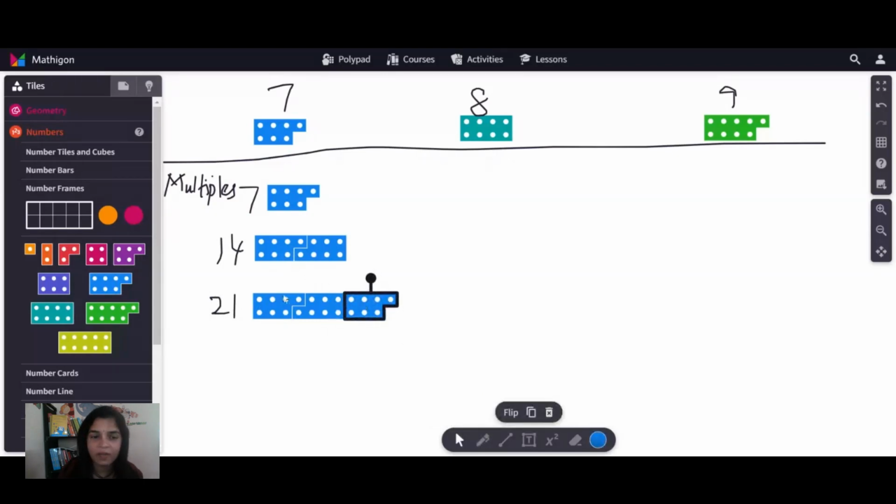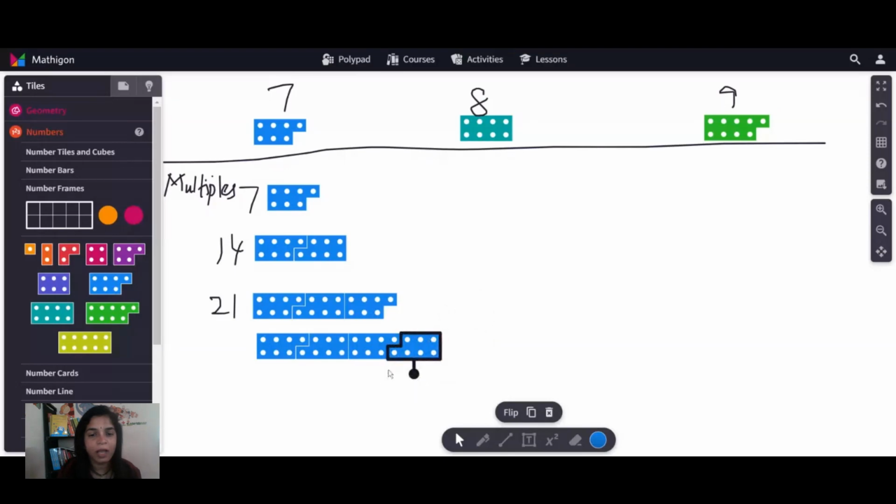14 is a multiple of 7. 21 is also a multiple of 7. I can keep on going like that. All right. Why am I writing all this? So that it becomes easier for me to count, basically. That's all, right? When it is an even number, that also you can figure out.